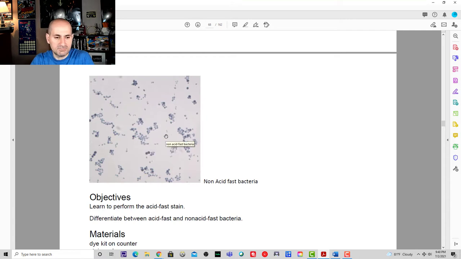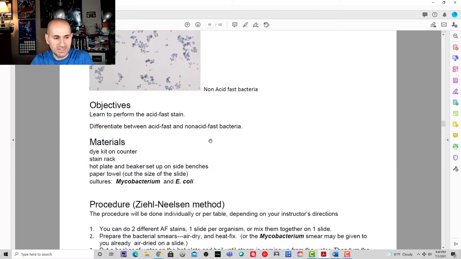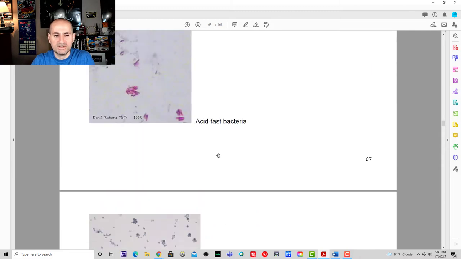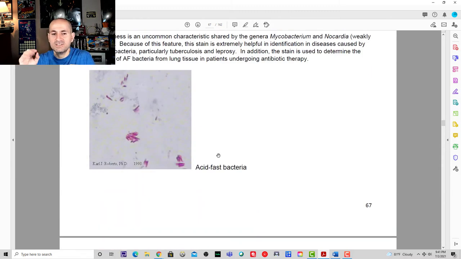The counter stain is methylene blue. It's a blue stained negative acid fast cell. Also, the decolorizer is called acid alcohol or HCl alcohol. Does that make sense? So the primary dye needs heat to get into the waxy mycolic acid cell wall.